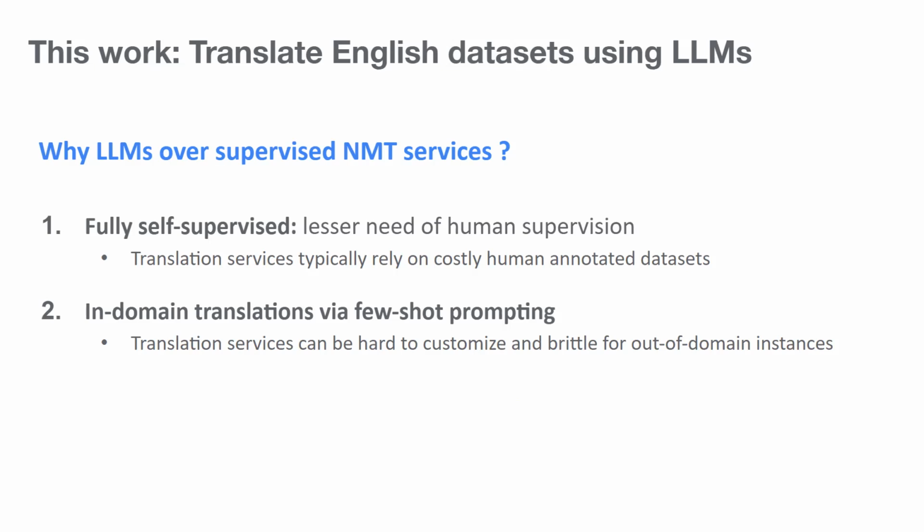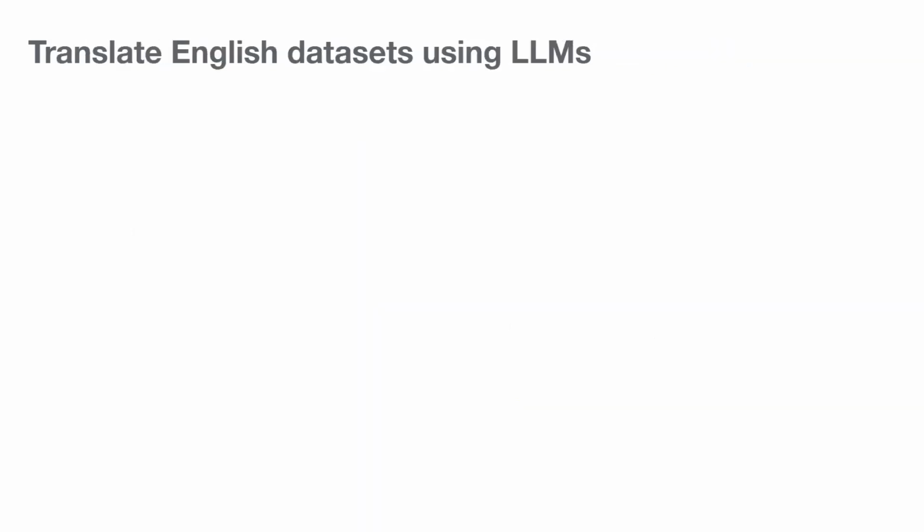The second advantage is large language models can be easily customized via few-shot prompting to generate in-domain translations, while machine translation services can often be brittle for out-of-domain instances. Let us now look into how we translate an English dataset into a target language using a large language model.